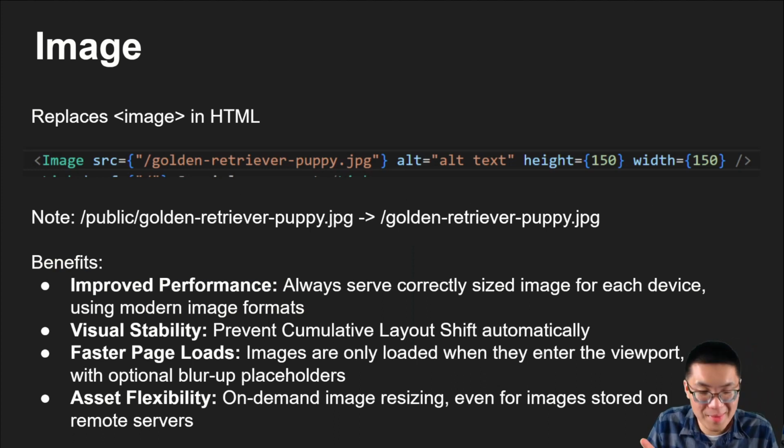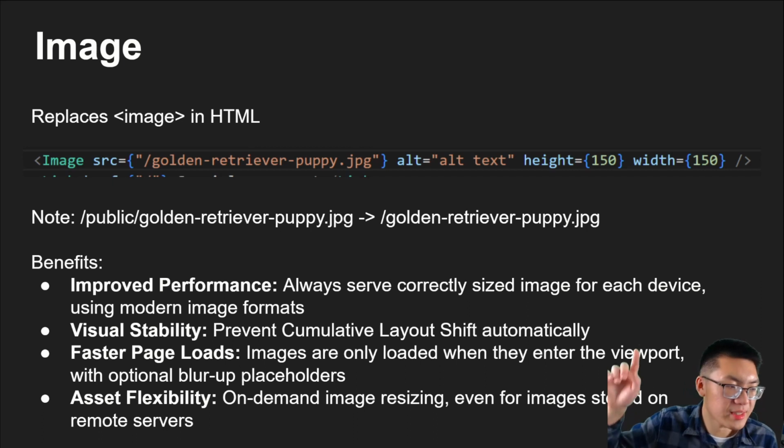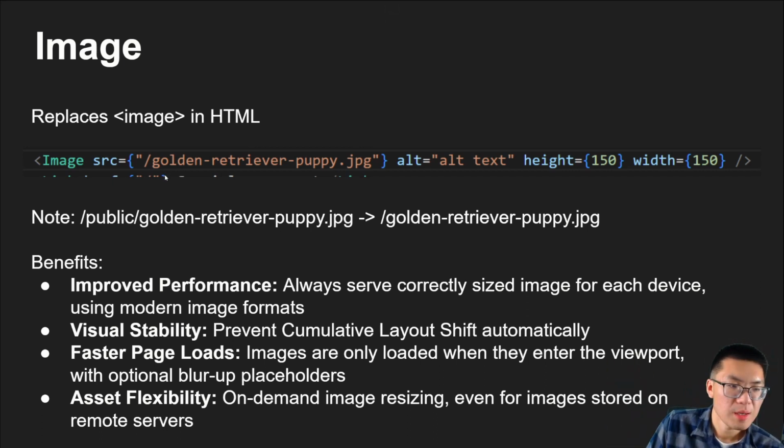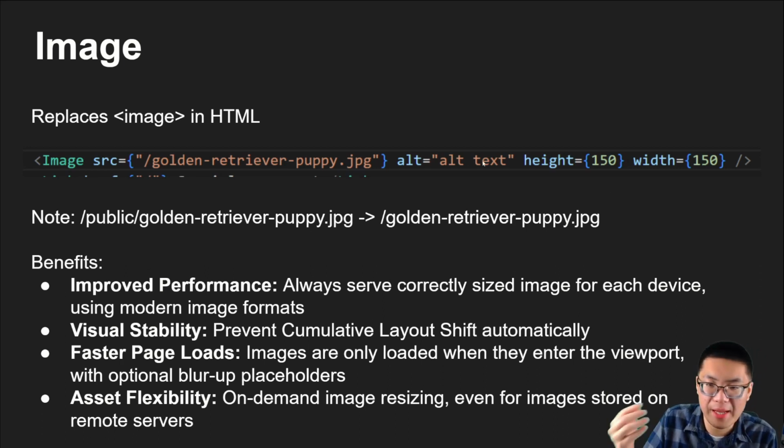Another, maybe more common thing that you all might be more familiar with is images. So there's the image component. It pretty much replaces the image HTML element. Here's an example up there. We just reference golden retriever puppy.jpg. You have all the same HTML elements, attributes that you might expect. Your alts, your height, your width, and so on and so forth. One thing I do want to note is that this /golden retriever puppy.jpg is not actually located on the root directory of your project. It's actually located in the public folder.